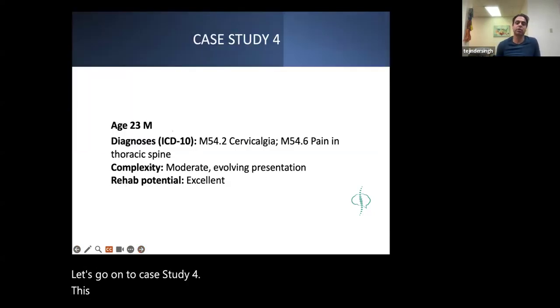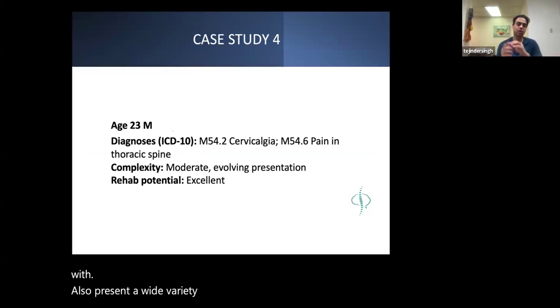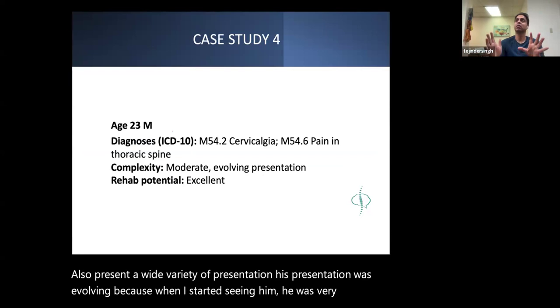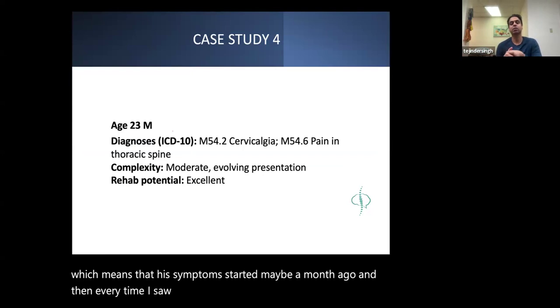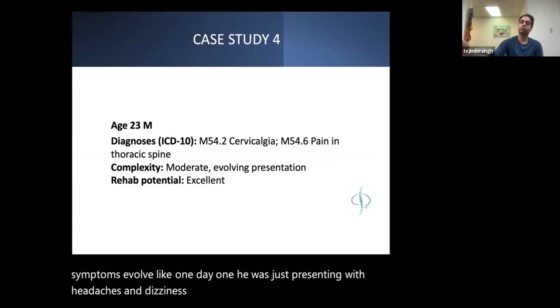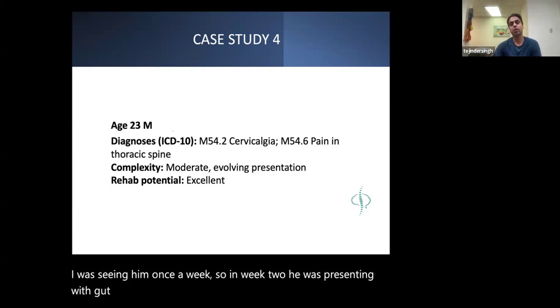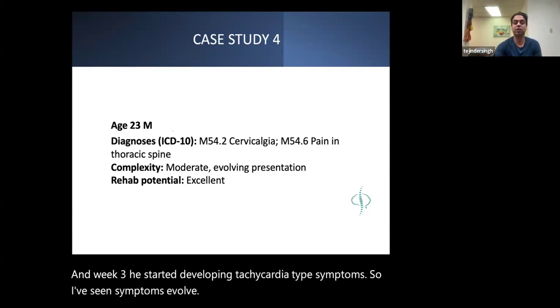This is a very interesting case study because this patient presented with a wide variety of presentation. His presentation was evolving because when I started seeing him, he was very acute, which means that his symptoms started maybe a month ago. Every time I saw him, I've seen symptoms evolve. On day 1, he was just presenting with headaches and dizziness. I was seeing him once a week. In week 2, he was presenting with gut issues. In week 3, he started developing tachycardia type symptoms. So I've seen symptoms evolve, and that is interesting.